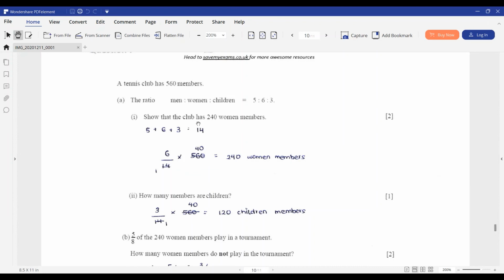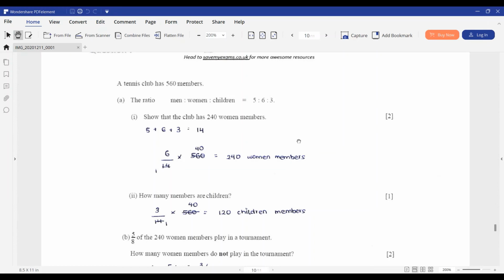Then we're going to take the share of women. The share of women is 6. We're going to take 6 over the total, which is 14, multiplied by the total number of members. So 6 over 14 multiplied by 560. This is 240 women members. If you get any answer other than 240, know that you are wrong because the question specifically says that it should equal 240. So if you do not get it, recheck your working and hopefully you find the error and you can correct your working and get 240.